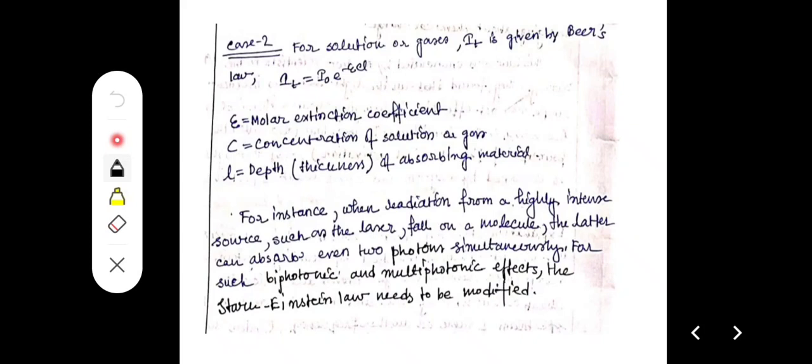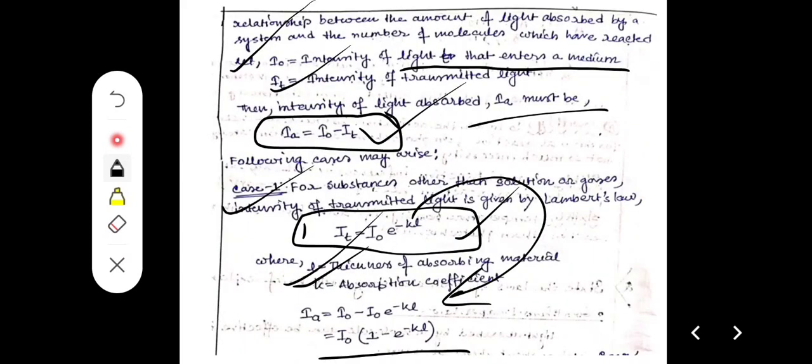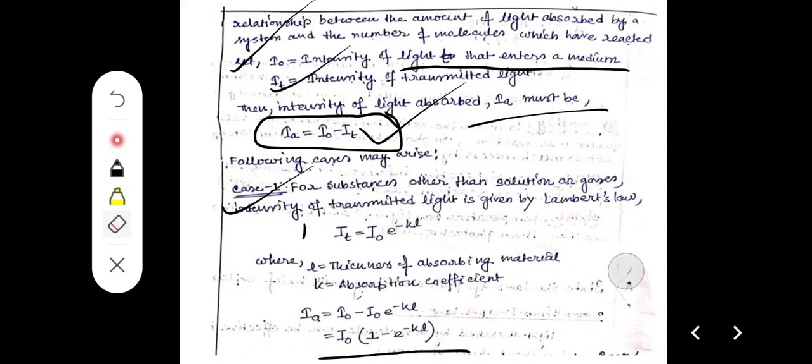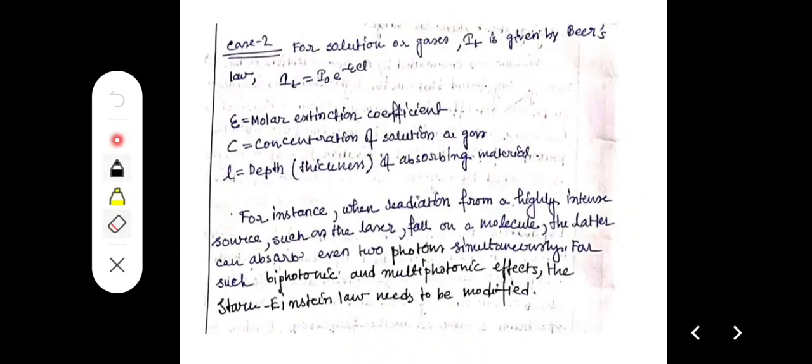So case 2 is for solutions or gases. Case 1 is concerned with substances other than solutions or gases. Now we consider solutions and gases particularly. Given by Beer's law, IT equal to I0 e to the power minus epsilon Cl. Epsilon is the molar extinction coefficient, C is the concentration of the solution or gas, and L is the depth or thickness of the absorbing material.